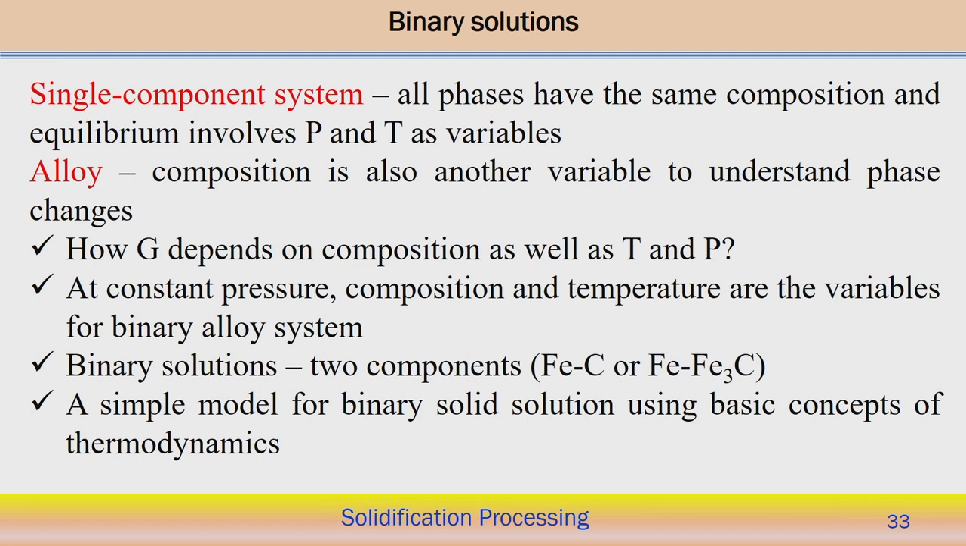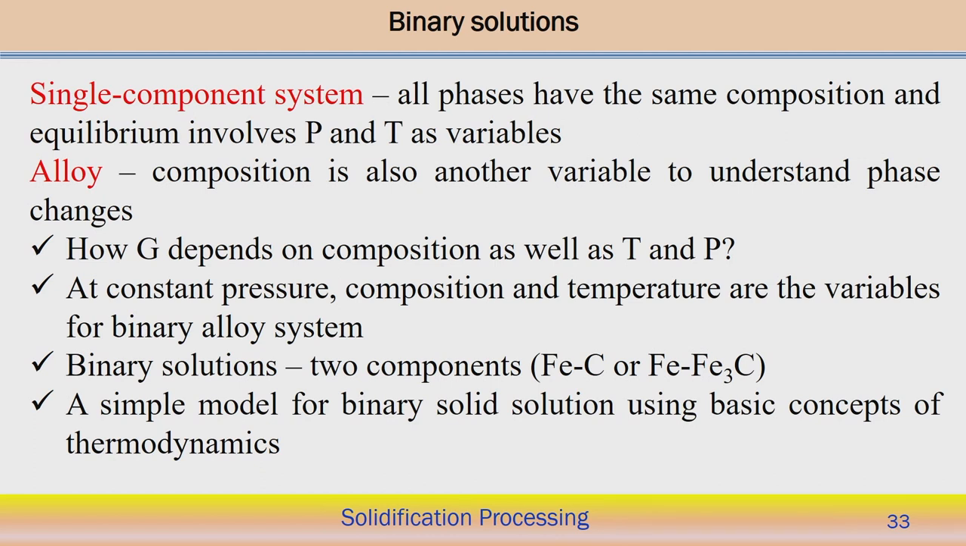But when you look into an alloy, apart from temperature and pressure, the composition is another variable. So basically there are three variables here. Then we have to understand the dependence of G on the three different variables. Mostly, we first look at how G depends on the composition, apart from how it varies with temperature and pressure.